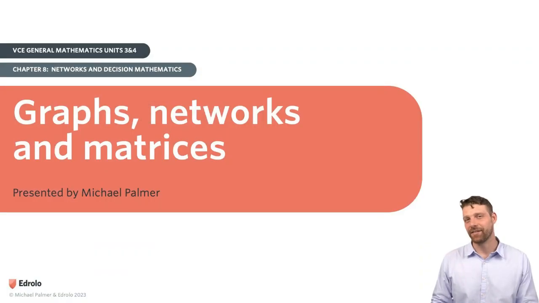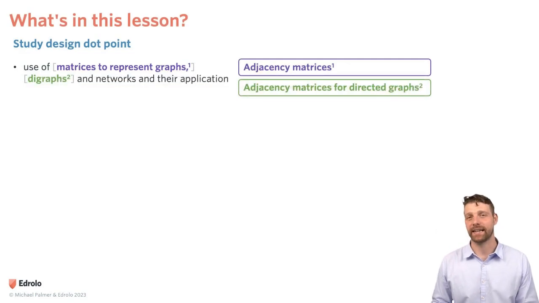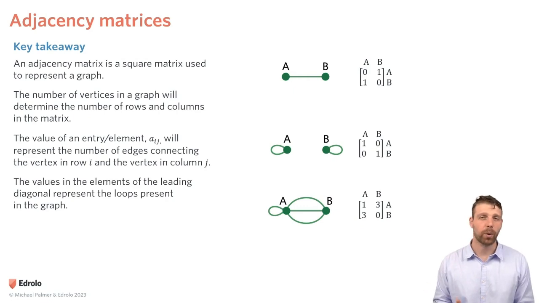Hi, today let's dive in and see how matrices and graphs and networks are connected. Today we're looking at adjacency matrices and adjacency matrices for directed graphs. These are pretty much the same idea, so let's jump in and figure it out. Adjacency matrices. I've got some points here about what they are, maybe what they're not, and let's have a look and see if we can make sense of all this.